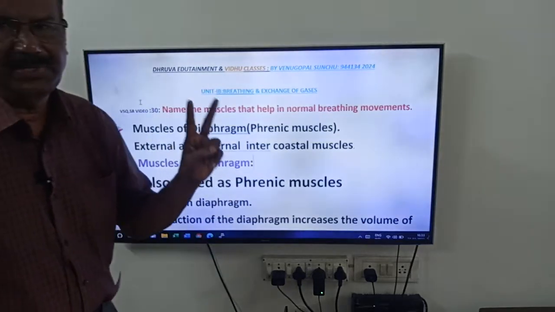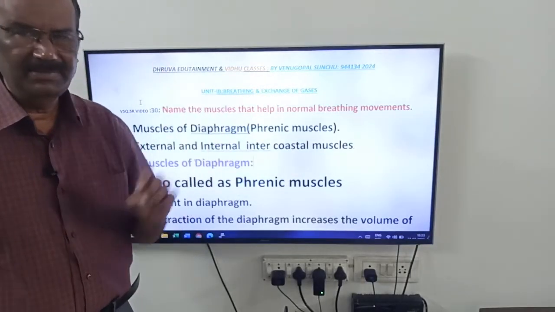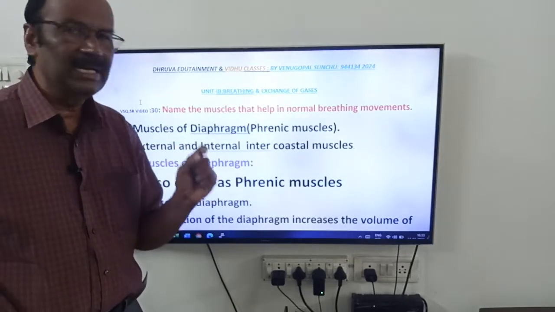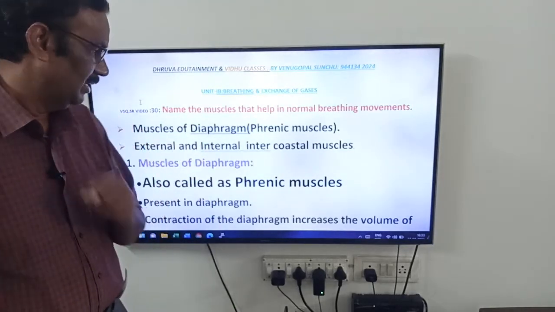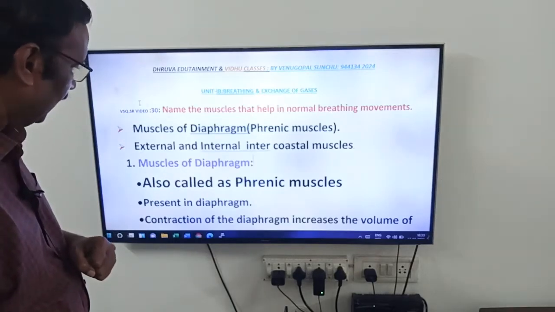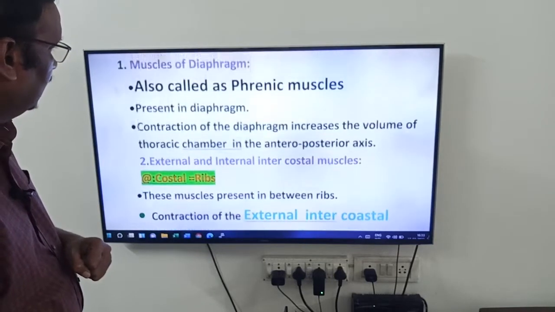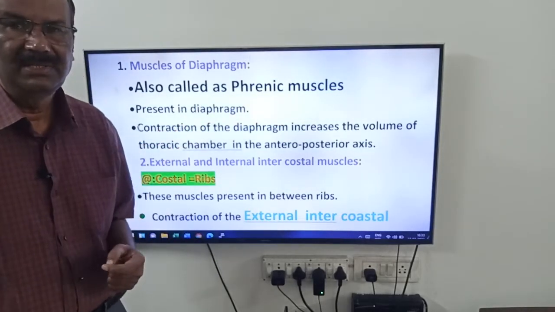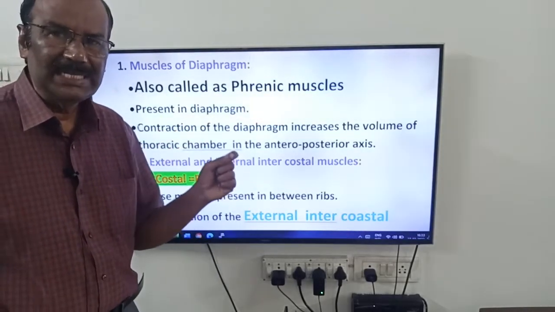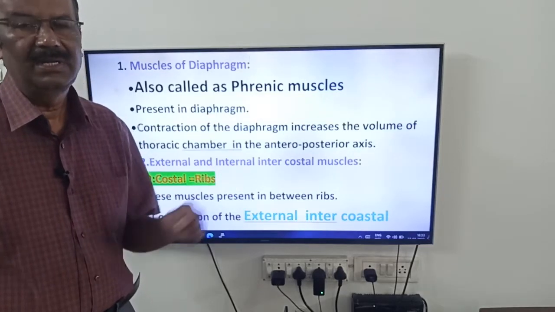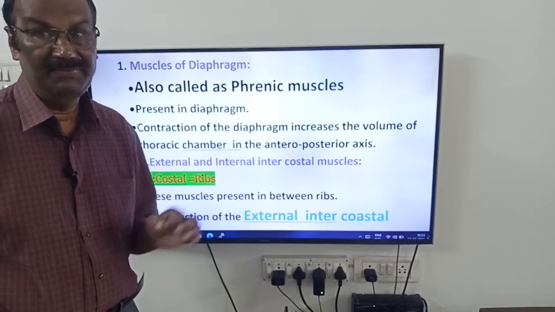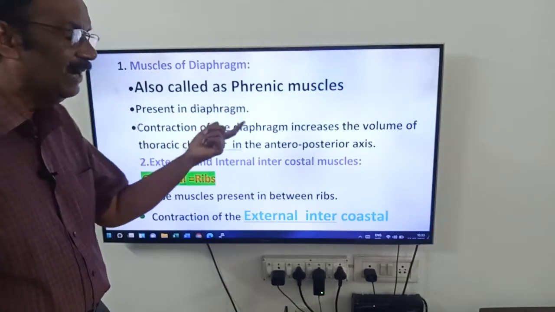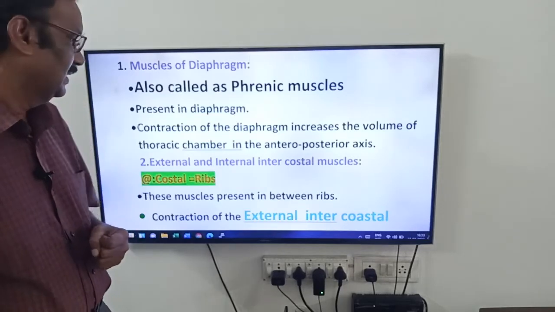First, you write those 2 words, friends. One is muscles of diaphragm. What is the second one? External and internal intercostal muscles. Now come to muscles of diaphragm. Muscles of diaphragm are also called phrenic muscles. The muscles which are present in the diaphragm are also called phrenic muscles. They are present in the diaphragm.